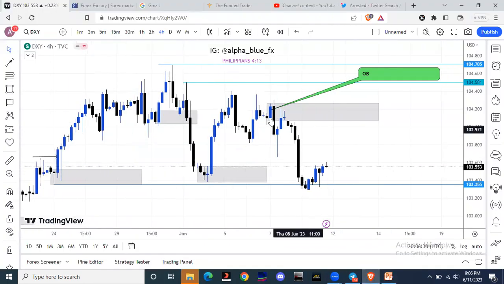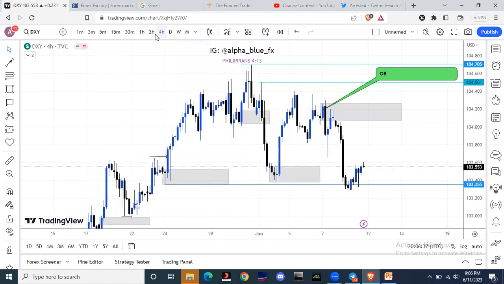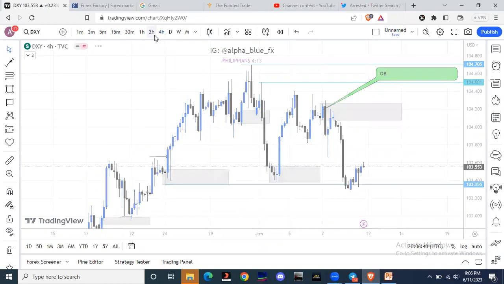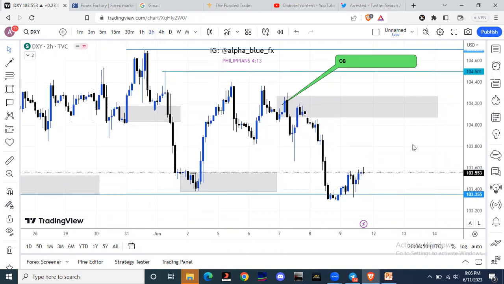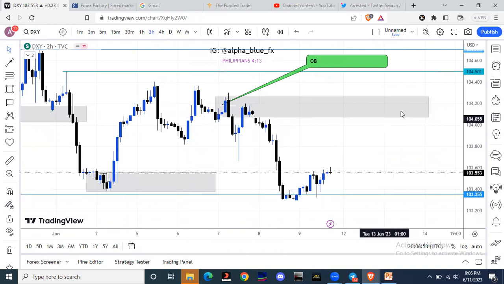So I told you that this was the OB, right? In this case, this was the OB. You can have different OBs on different time frames. We were on the 4 hour, now I'm switching to the 2 hour. Now, you know why the concept of OB is very, very important. It's a trading concept that usually works a lot of the time, especially if you're able to spot the right order block to trade from.